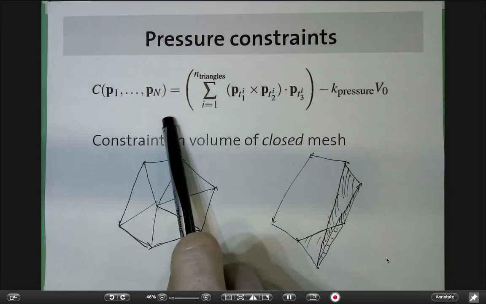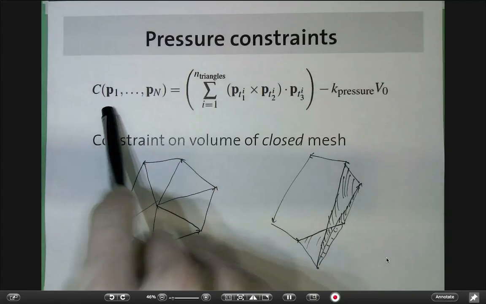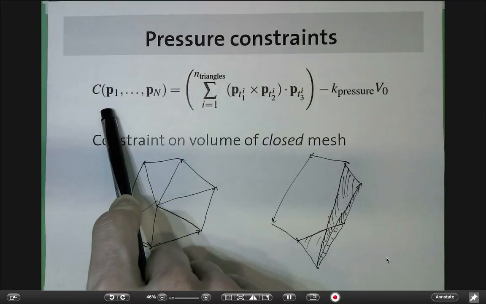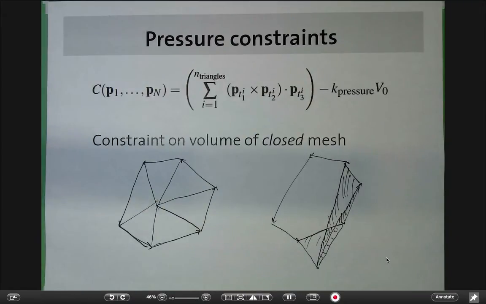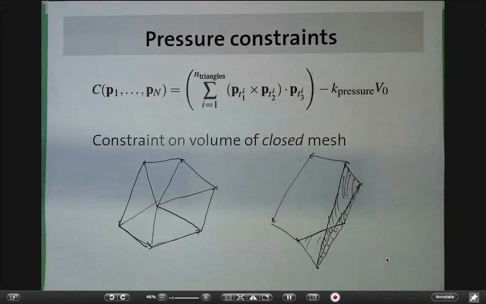The cool thing about this constraint is that it constrains all the particles of my object at the same time. So it's very different from springs or distance constraints, right? The distance constraints were only looking at 2 particles at a time. I can have thousands of particles. This one is looking at all particles at the same time.